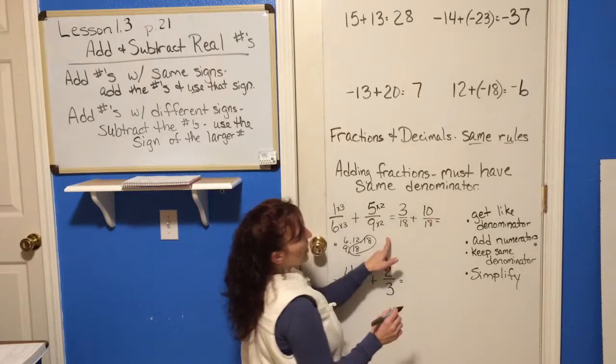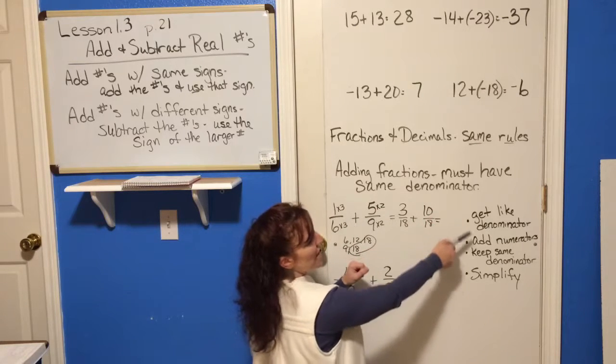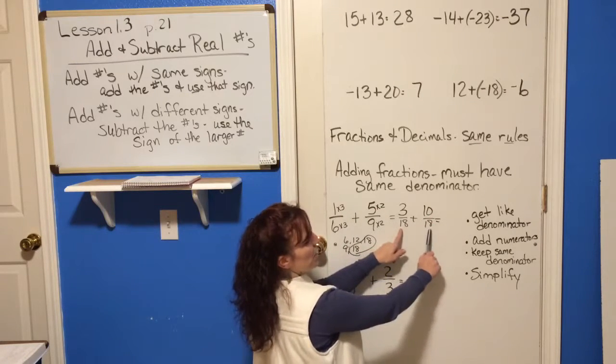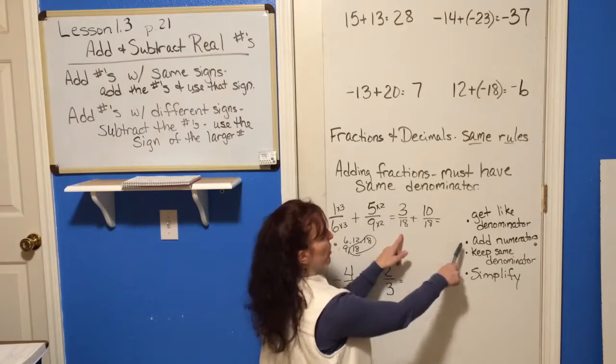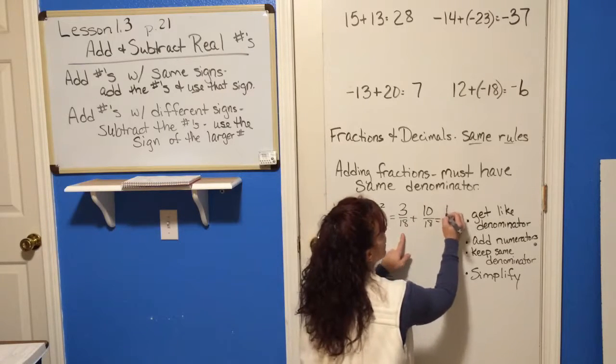So I haven't been talking through these steps. Get like denominators. That's what we did. These are the steps. So we just got like denominators and found our numerators. Now the next step is just add the numerators. So 3 plus 10 is 13.